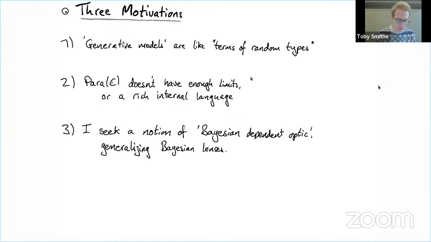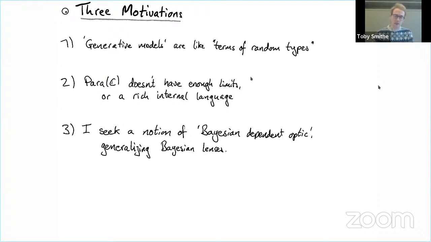Okay, without further ado on introduction, I'll just summarize these motivations. The first one is that these generative models, the things that I'll be making precise shortly, when we think type theoretically, are really like terms of random types, or random terms of types, or something like that. The second motivation, as I mentioned, is that these parameterized categories, Para of C for some monoidal category C, don't have enough limits.